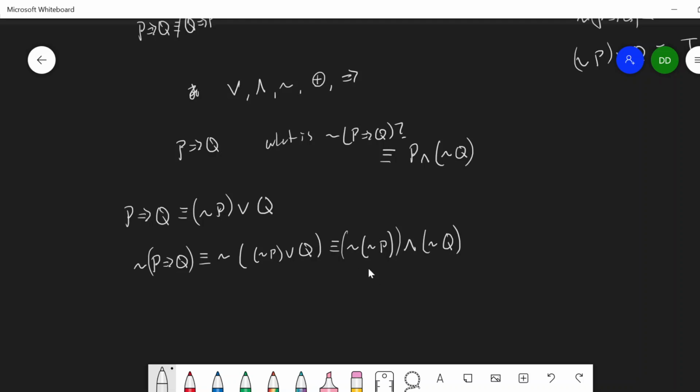Now, not not P, we've seen this in the text. This is double negation. This just gives us P. So this is equivalent to P and not Q. And that proves this equivalence of statements. So sometimes we can prove two statements are equivalent without resorting to a truth table because we've already established how our operations work.